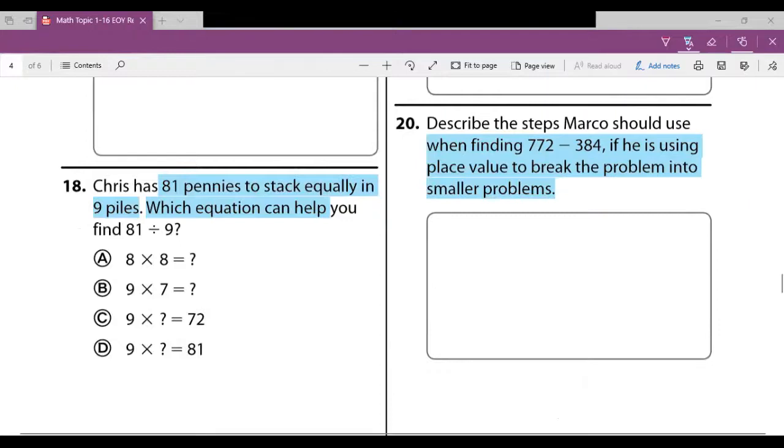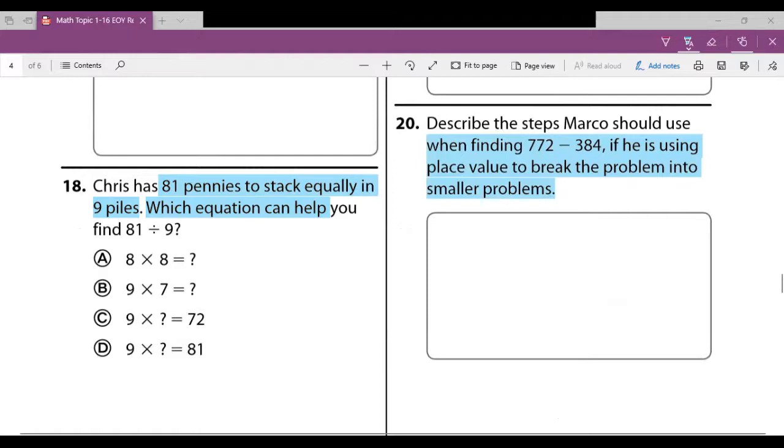All right, number 18, it says Chris has 81 pennies to stack equally in 9 piles. Which equation can help you find 81 divided by 9? Now, remember, when you don't know your division, then you need to think of your multiplication. When you don't know your multiplication, think of your division.